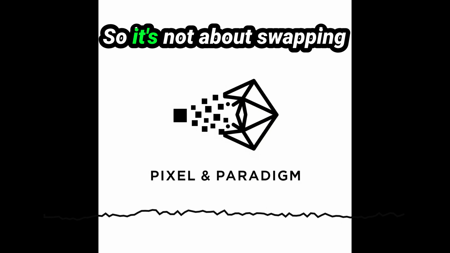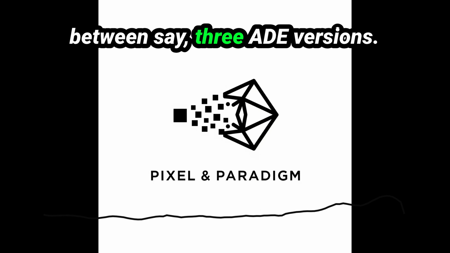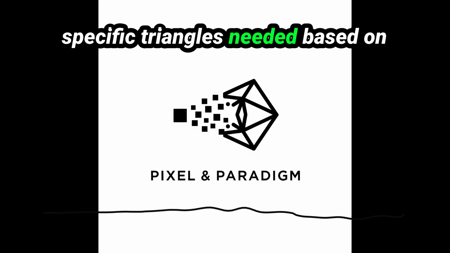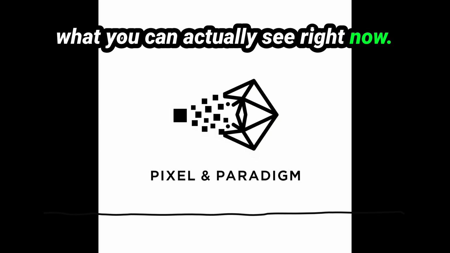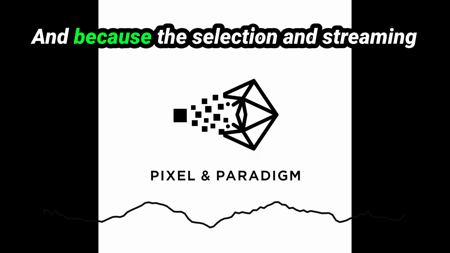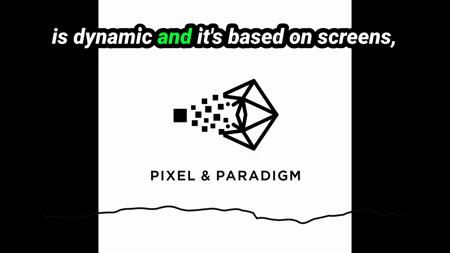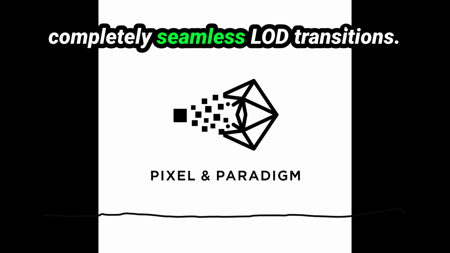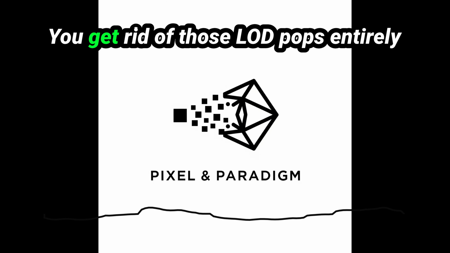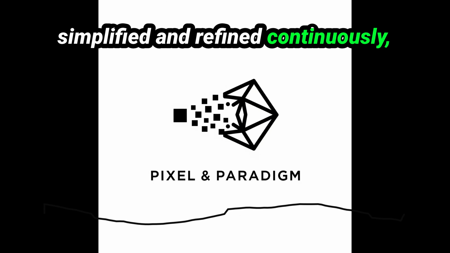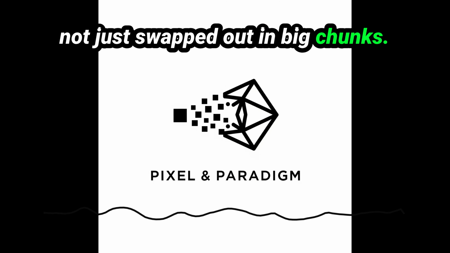Whoa. So it's not about swapping between, say, three pre-made versions. It's dynamically selecting exactly the specific triangles needed based on what you can actually see right now, even down to tiny details only visible up close. That's pretty much it. And because this selection and streaming is dynamic and based on screen space visibility, it gives you automatic, completely seamless LOD transitions. You get rid of those LOD pops entirely because the geometry is being simplified and refined continuously, not just swapped out in big chunks. That makes sense.